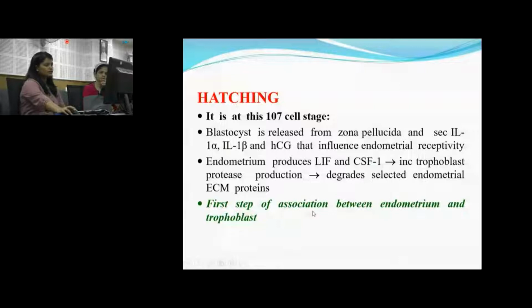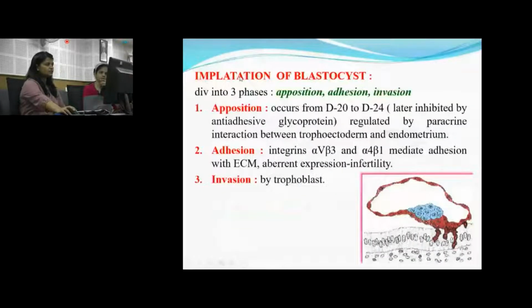So, as we have already said, implantation of the blastocyst is divided into 3 phases. Apposition, which occurs from day 20 to day 24. Mind it, later on it is inhibited by anti-adhesive glycoprotein. So this is a very short window period during which the embryo is to be implanted into the endometrium. Now, this adhesion happens through the integrins alpha 5 beta 3 and alpha 4 beta 1.